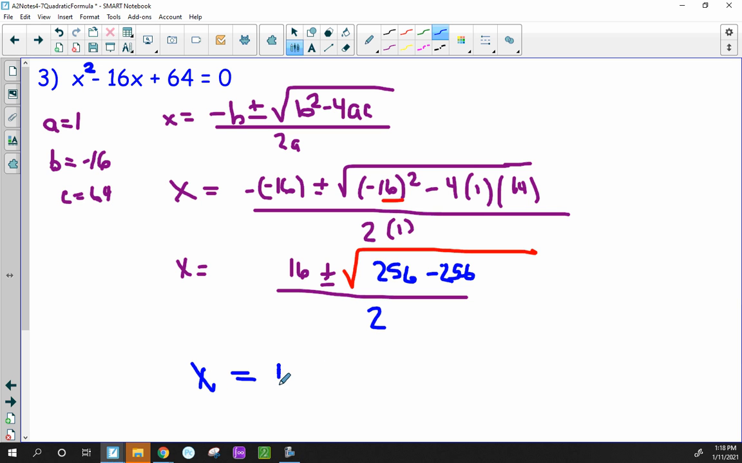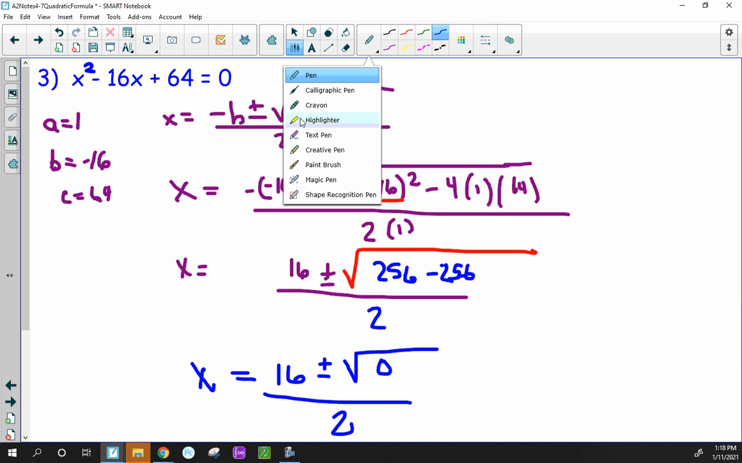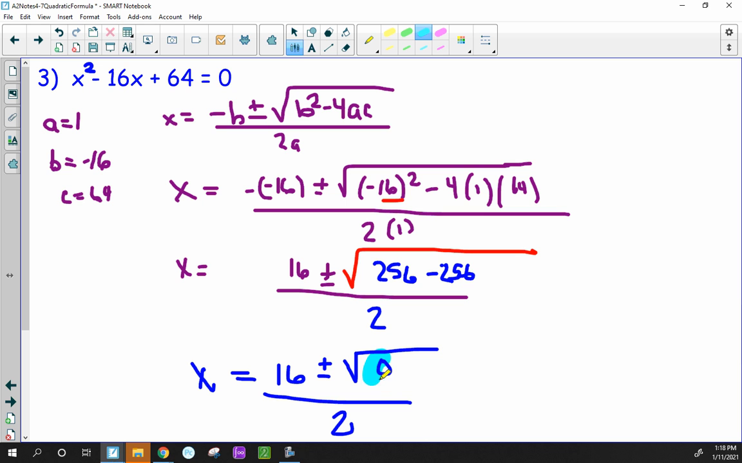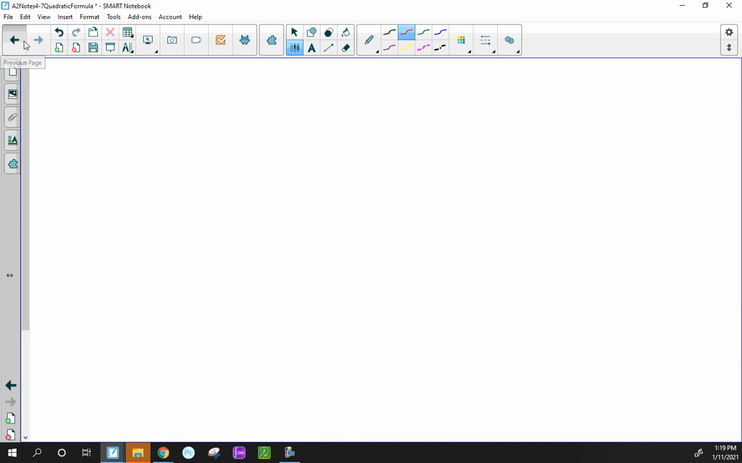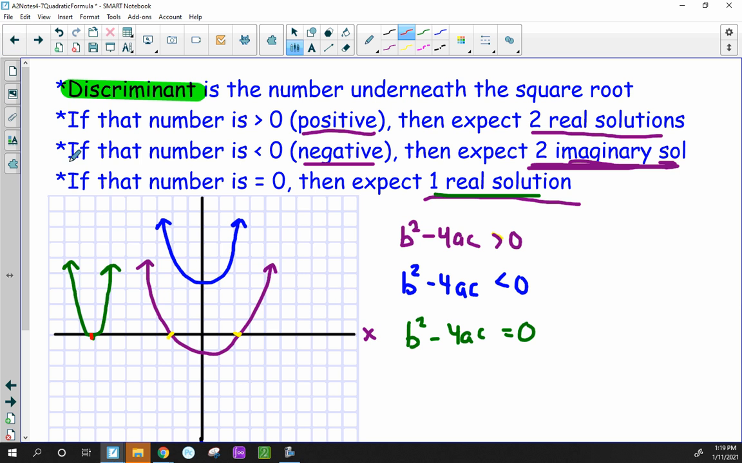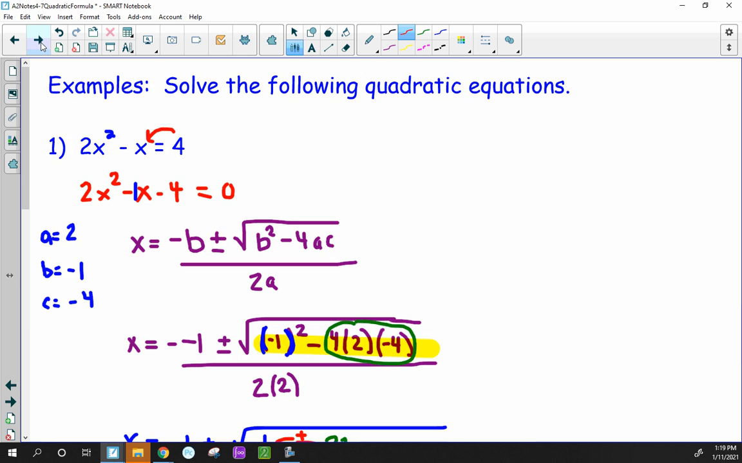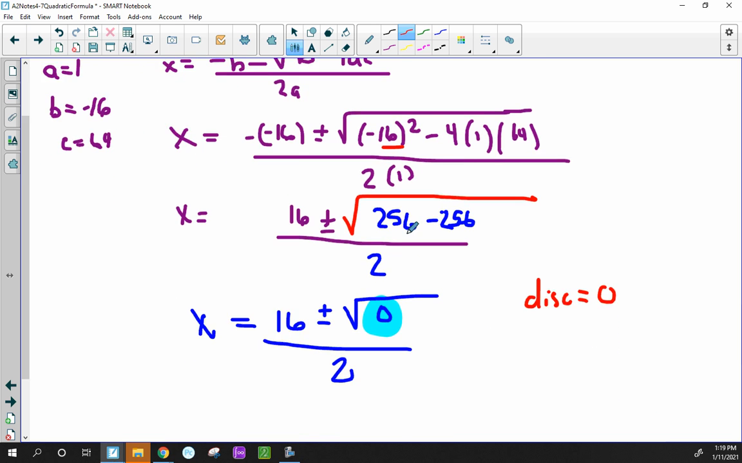Alright, notice the discriminant right now, what's going to happen. I've got 256 subtract 256 is going to leave me with a 0. And time to evaluate this, simplify. Before I do that though, a little quick note to the side, discriminant is 0. You go back in your notes, if the discriminant is 0, then expect one real solution. So this time, we would expect only one answer.